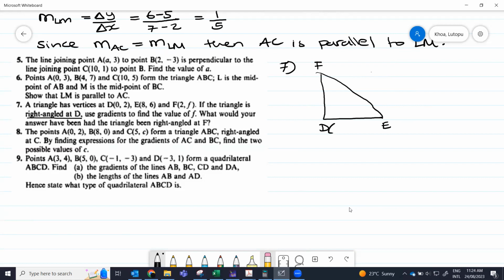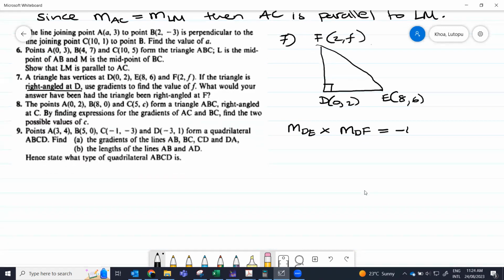The coordinates of D are (0, 2), of E, this is (8, 6), and F, this is (2, f). Using gradients, find the value of f. So basically all we need to do is find the gradient of DE, multiply that with the gradient of DF, and this should be equal to -1, because here we have a right angle, and a right angle means they are perpendicular.